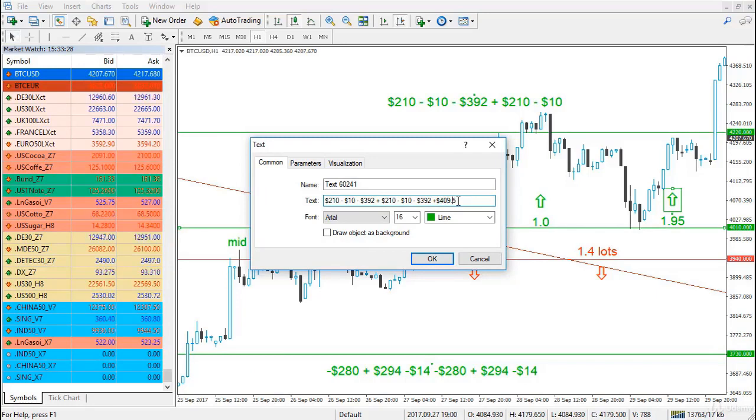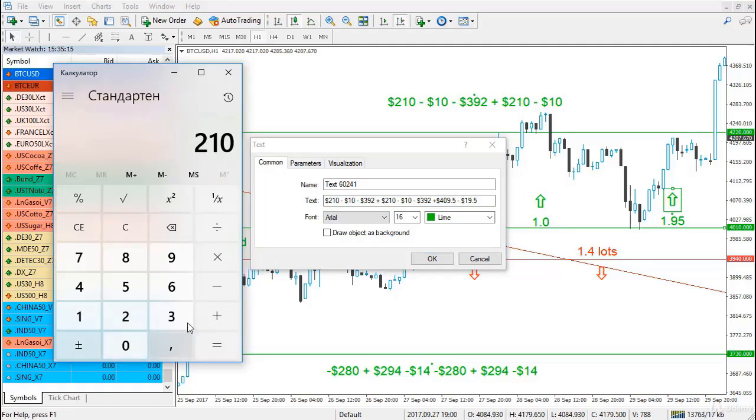Let me put the dollar mark over here. And we have as well a swap rate of $19.50. So here is the dollar again. So totally here we will have 210 minus 10 minus 392 plus 210 minus 10, what we have is $8, and then what we have is minus 392 plus 409.5 minus 19.5. So all we have is $6 left. We will be again on profit. And this is how it goes, guys. This is how you can actually never end up on loss.